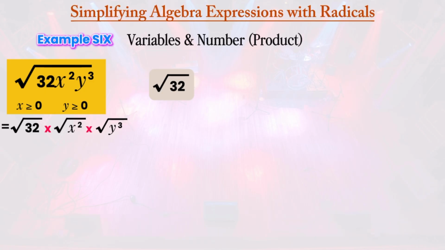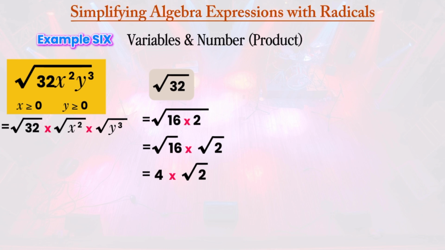With the square root of 32, we can break it down into the square root of 16 times 2. Since multiplying, we can get the square root of 16 times the square root of 2. The square root of 16 becomes 4, and the square root of 2 stays as it is to give us an answer of 4 times the square root of 2. Now we can move on to the square root of x squared. The radical simply cancels out the 2 exponent and gives us x.